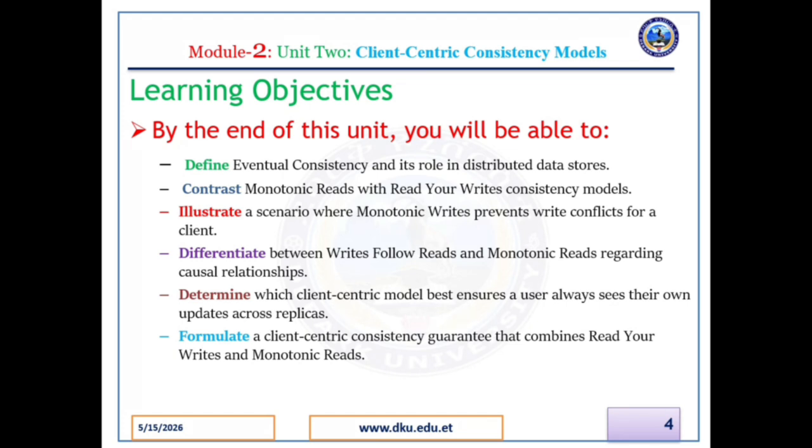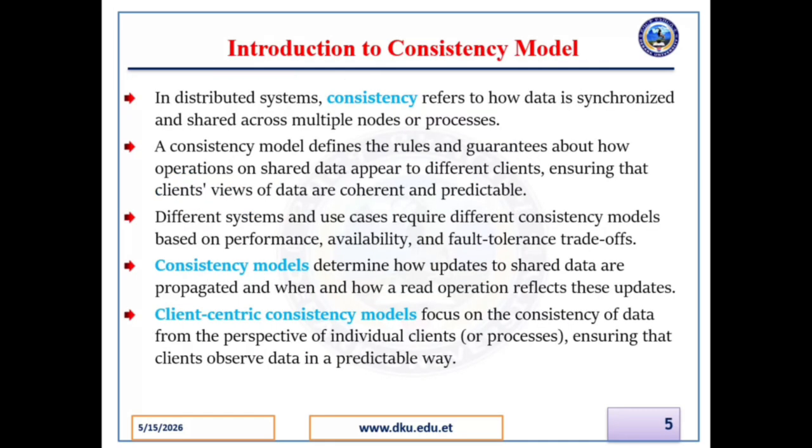The fifth objective is to determine which client-centric model best ensures a user always sees their own updates across various replicas. And the last objective is to formulate a client-centric consistency guarantee that combines read your writes and monotonic reads. Those are the objectives that we will focus on in this chapter, which is called client-centric consistency models.